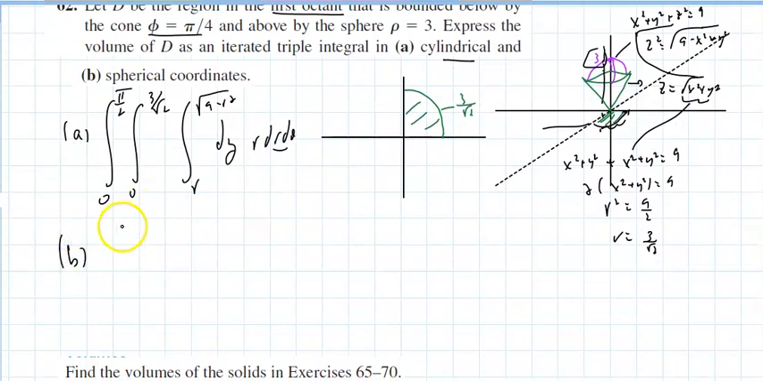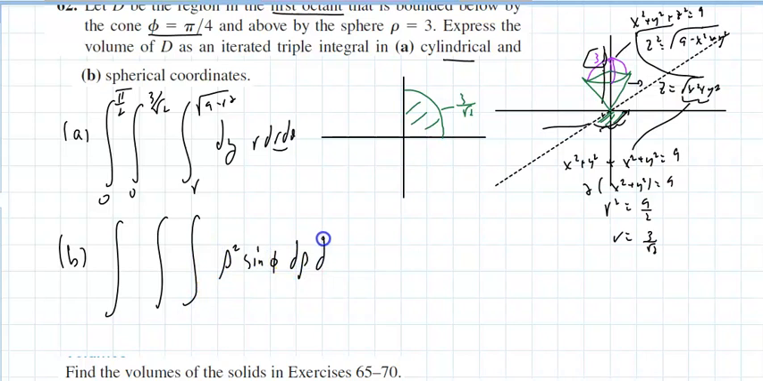And if I go for B, they want us to use spherical coordinates. Well, rho squared sine of phi d rho d phi d theta. Let's see. Well, theta runs from 0 to pi over 2. That's quadrant 1 only. Phi runs from 0 and it terminates on pi over 4. And rho runs from 0 to 3. And again, that takes care of it.